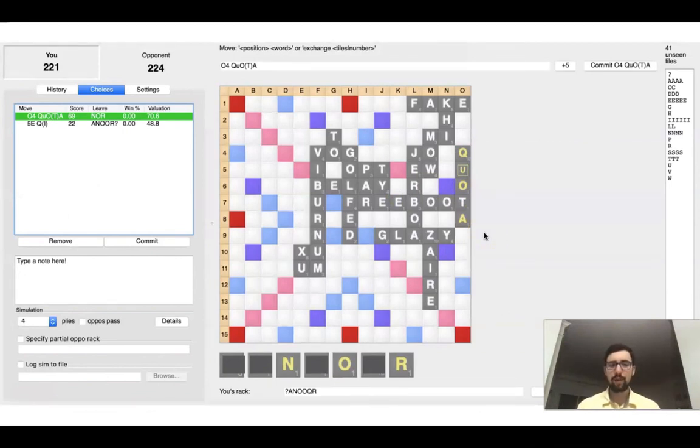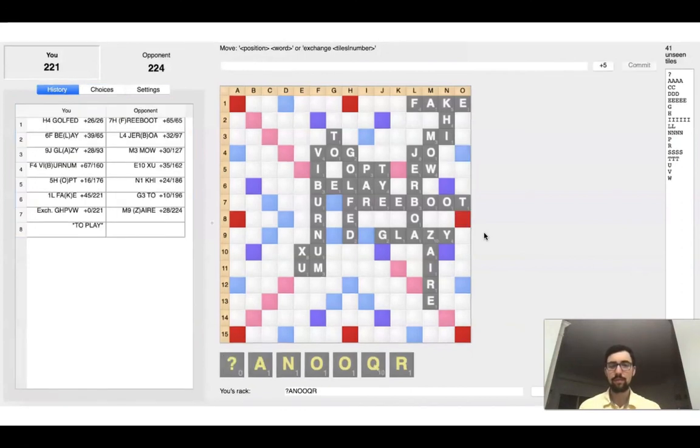And what was our rule of thumb from the previous slide? The rule of thumb was that a blank is worth about 26 points static value. So in this case, since QUOTA is 47 more points, that's more than enough to justify spending the blank. QUOTA is definitely the way to go in this position.